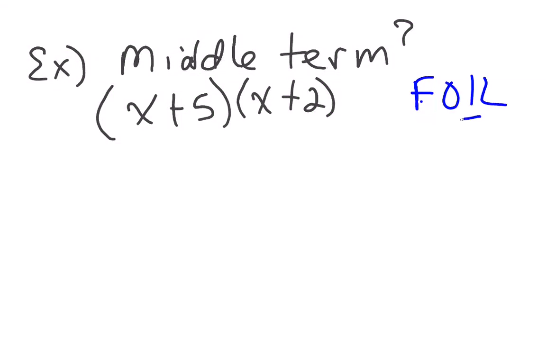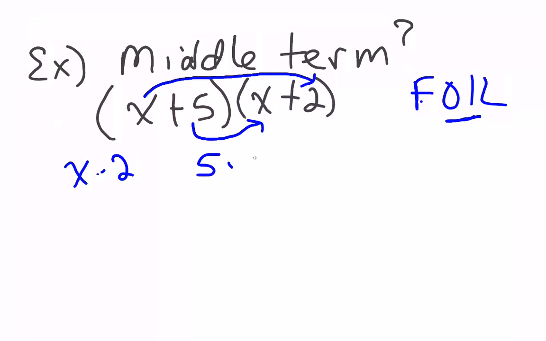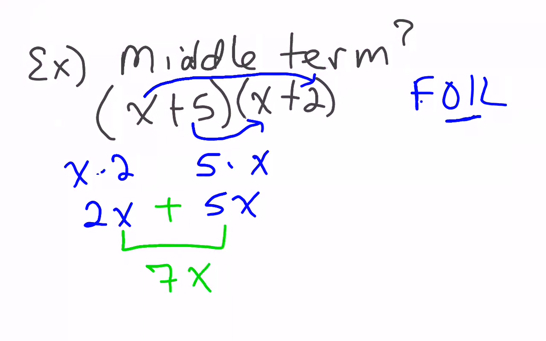And so I want to know the middle term comes from the O and the I, the outer and the inner. So the middle term comes from x times 2 and the inner 5 times x. And so this one is 2x and this is 5x. Now notice they are like terms. And so because they are like terms, we're going to go ahead and combine them and we get 7x.